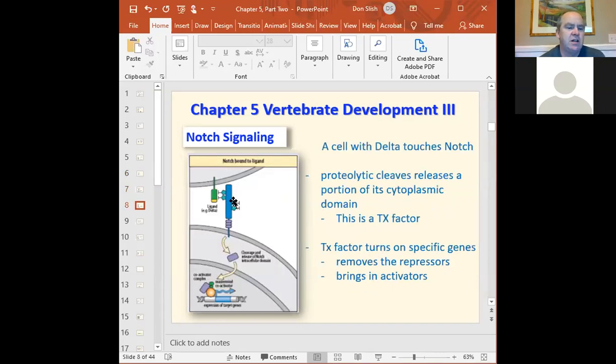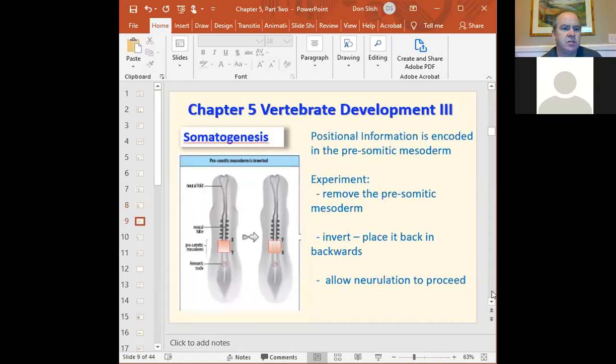So here's another cell activating Notch. Here it's Delta. And when Delta hits Notch, you get a proteolytic cleavage of the cytoplasmic domain of Notch, which comes off and becomes a gene activator. So the nice thing about Notch signaling is it's just cell to cell. You're not releasing a hormone that diffuses off and hits a whole bunch of cells and does a lot of things. It's very short term and very spatially restricted. It only happens between these two cells. And that's why you get that nice separation between the somites.